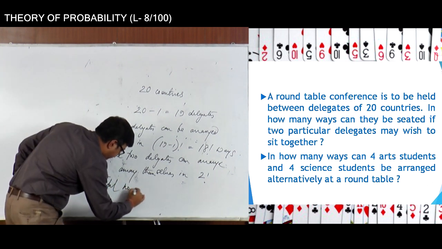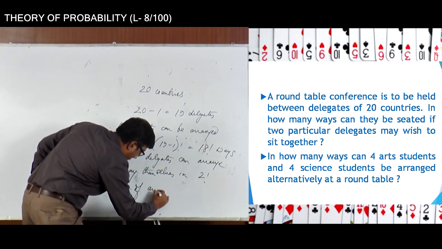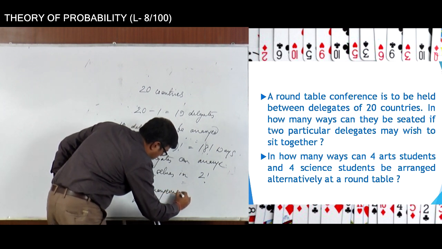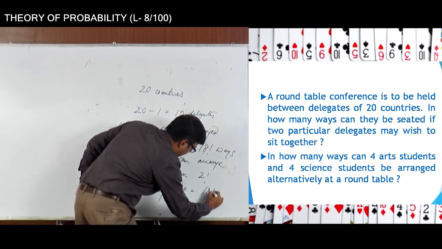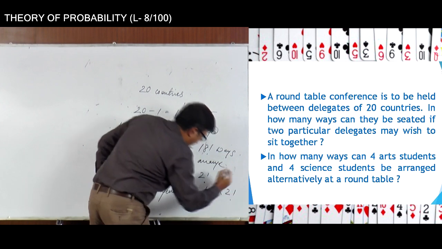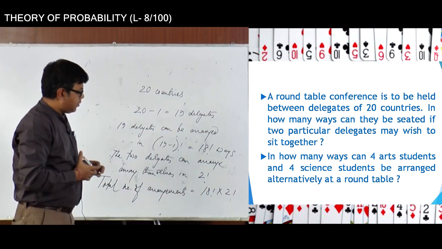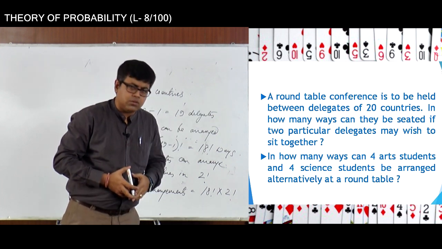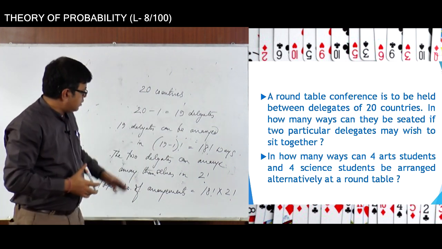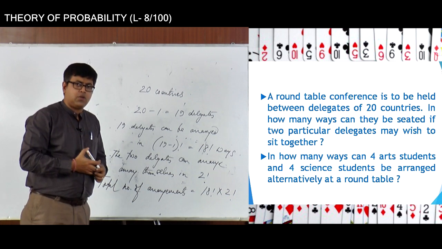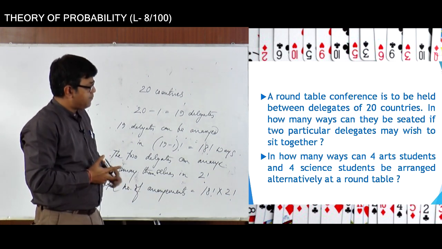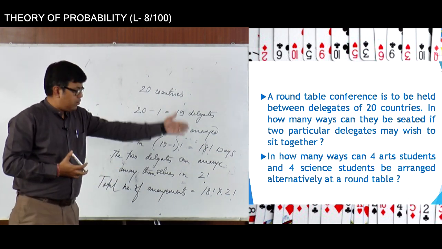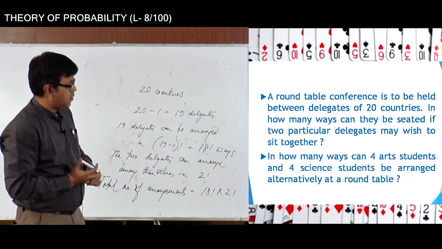So the total number of arrangements in that particular case will be 18 factorial into 2 factorial, and that will give you the total number of arrangements possible in this condition. So is it clear? This is the way we apply the concept of circular permutation. We can go into another problem where we use the concept of circular permutation.